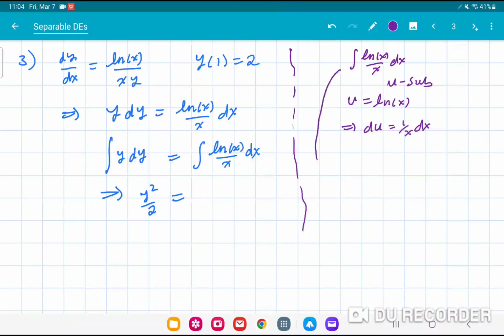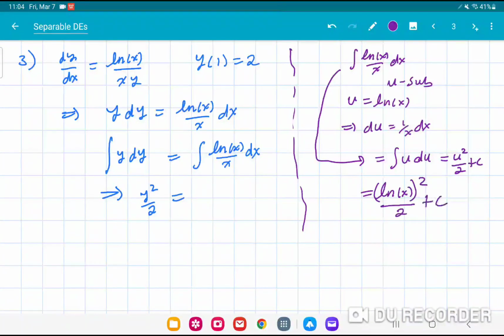So if you put this u in, this comes out as u du, which is u squared over 2 plus c, which is natural log of x, that's the u, squared over 2 plus c. So that's what you get here on the right side. So let's record that here. Natural log of x, quantity squared over 2 plus c.